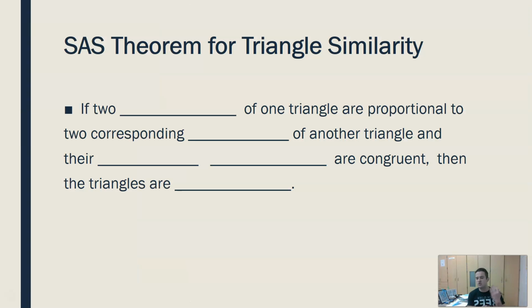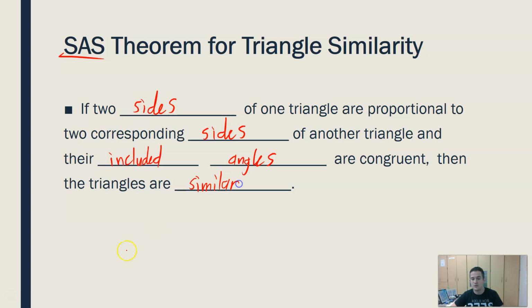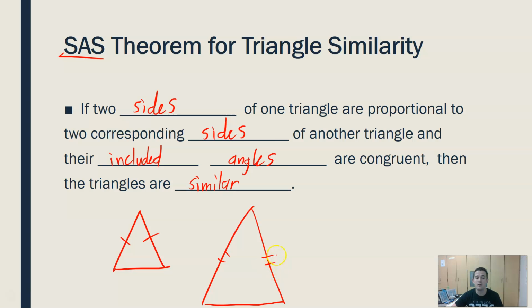Okay. The last triangle similarity theorem is the side-angle-side theorem. If two sides of one triangle are proportional to two corresponding sides of another triangle, and the included angles are congruent, then the triangles are similar. So this is basically saying if I have two triangles, and all I know is that the ratio of these sides is the same, or they are proportional, and the angle in between them is congruent, that's enough to say that the triangles are similar.